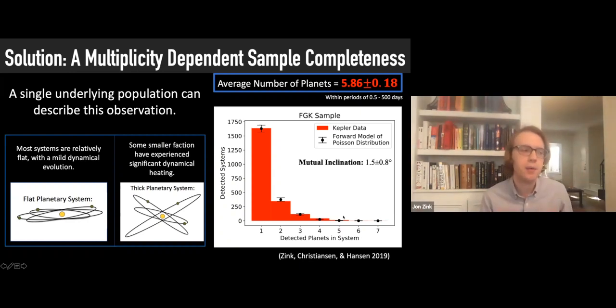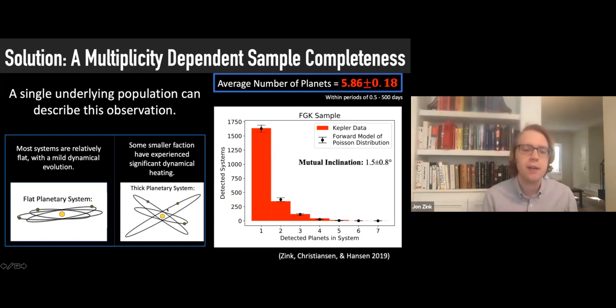Now, with that said, I will put this caveat: just because we don't need it doesn't mean it's not there. One of the big takeaways from this is that, yes, most of the systems are in this flat orientation, but there likely is some much smaller fraction of systems in this thick orientation with larger mutual inclination. But the problem is with transits, we can really only get a good sense of these here. It's more difficult for us to understand these thick disk systems or these wider mutual inclination systems.